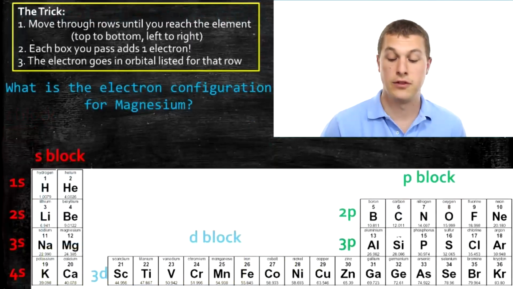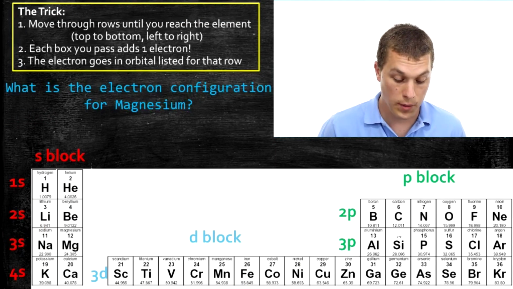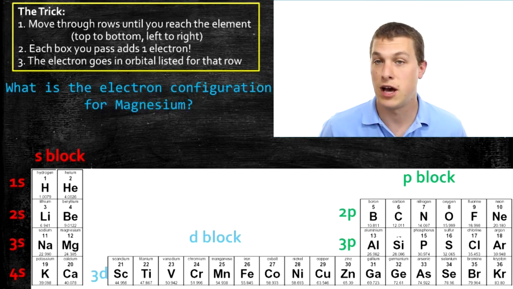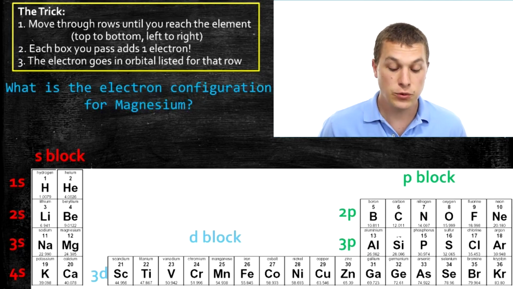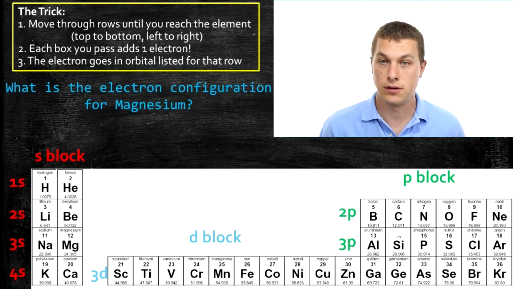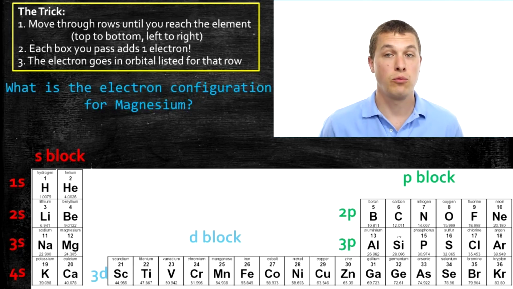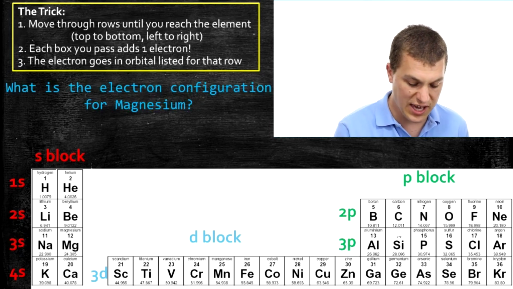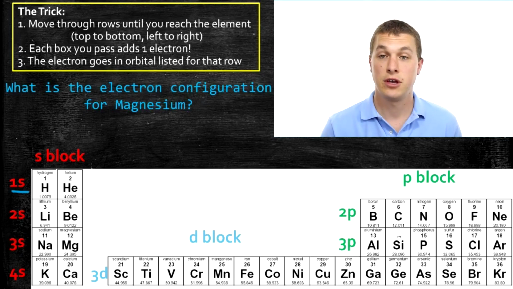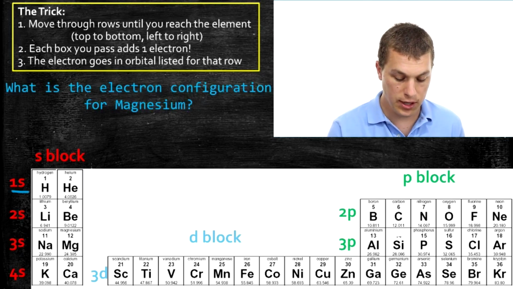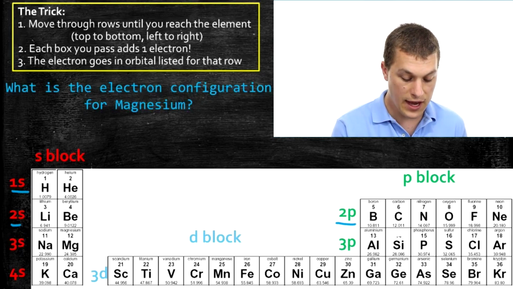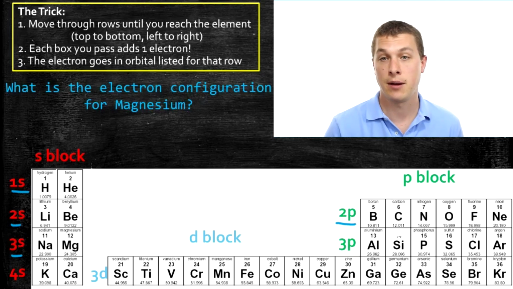Here, I just have part of the periodic table so that we can display it in a larger format. So here's the trick. What we're gonna do is we're gonna move through the periodic table from left to right, from top to bottom, just like reading. And as we go through each box, we're gonna add an electron to our electron configuration. And the electron will go in the orbital that we've labeled the row as. So you can see here that in the S block, we've just counted down. We started in those two, hydrogen and helium, are gonna add 1s electrons. Lithium and beryllium are gonna add 2s electrons. And then as we go over to the 2p, boron, carbon, nitrogen, oxygen, those are all going to add electrons into the 2p. And then after we go through the 2p, we'll go through the 3s because we're going top to bottom, left to right.